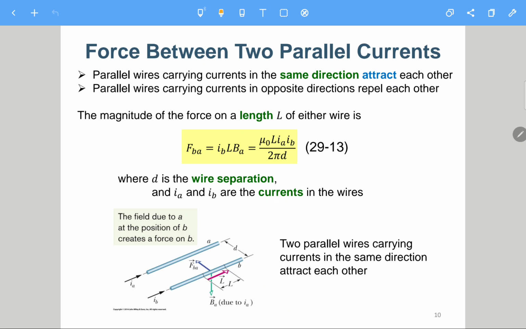So it tells you the conclusion first. Parallel wires carrying current in the same direction attract each other, and parallel wires carrying currents in opposite directions repel each other.